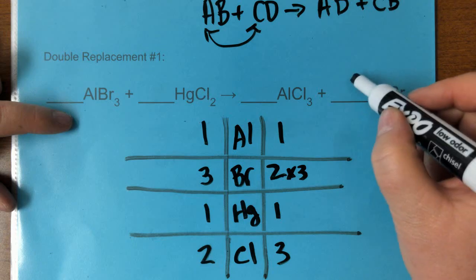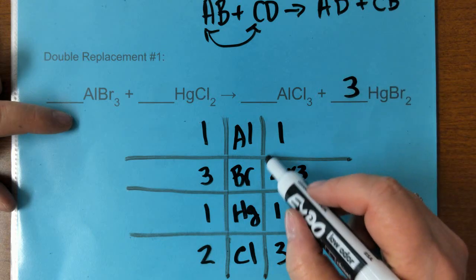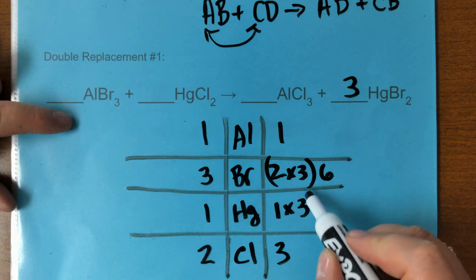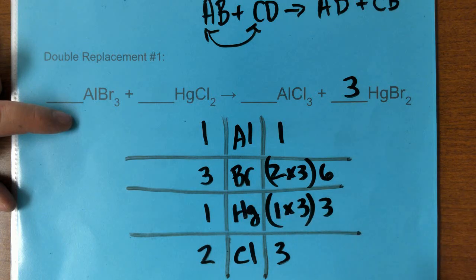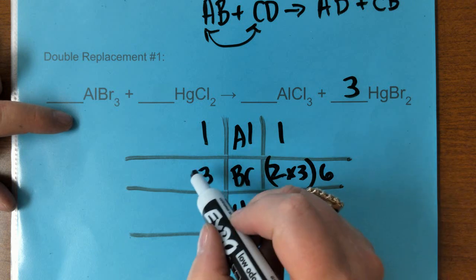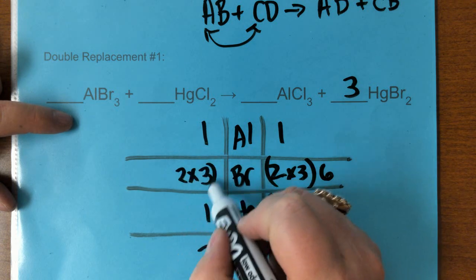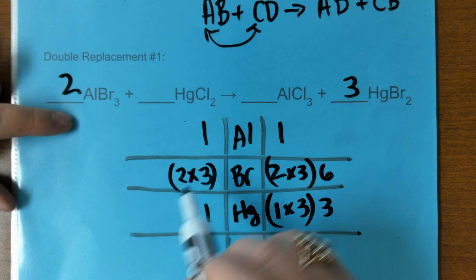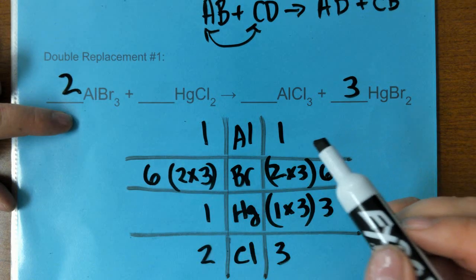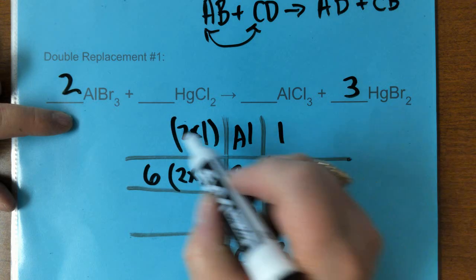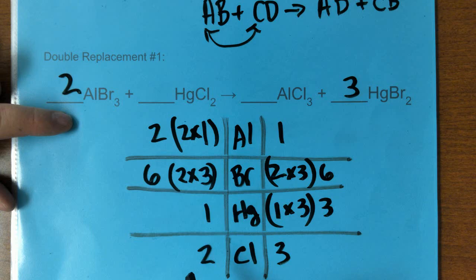I'm going to find bromine, put a 3 in front of it. That changes bromine, but it also changes mercury. On this side, I need to multiply 3 by 2. So I'm going to find bromine. I'm going to put a 2 in front of it. That changes bromine to 6. But I also need to multiply aluminum by 2. So now I've got 2 aluminum.